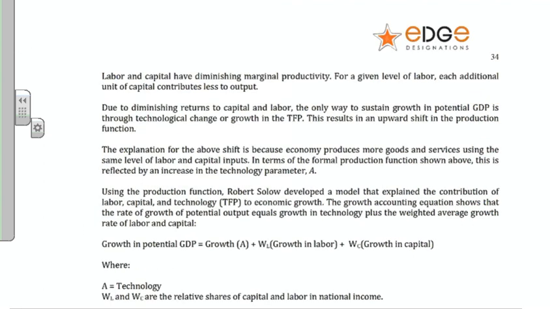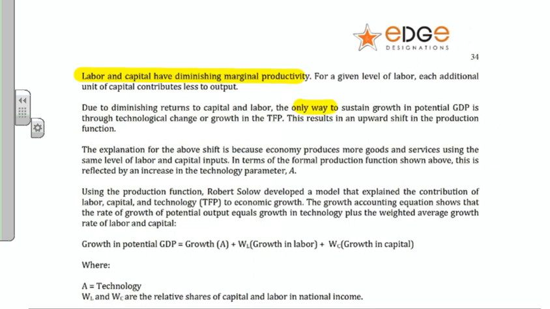Top of page 34. Labor and capital have diminishing marginal productivity. As a result, the only way to sustain growth in potential GDP is to make use of total factor productivity, or increased technology. Robert Solow, who developed the model, explained the contribution of the factors. Remember, labor and capital are exhaustible and can't go on forever. Technology is then needed for economic growth.